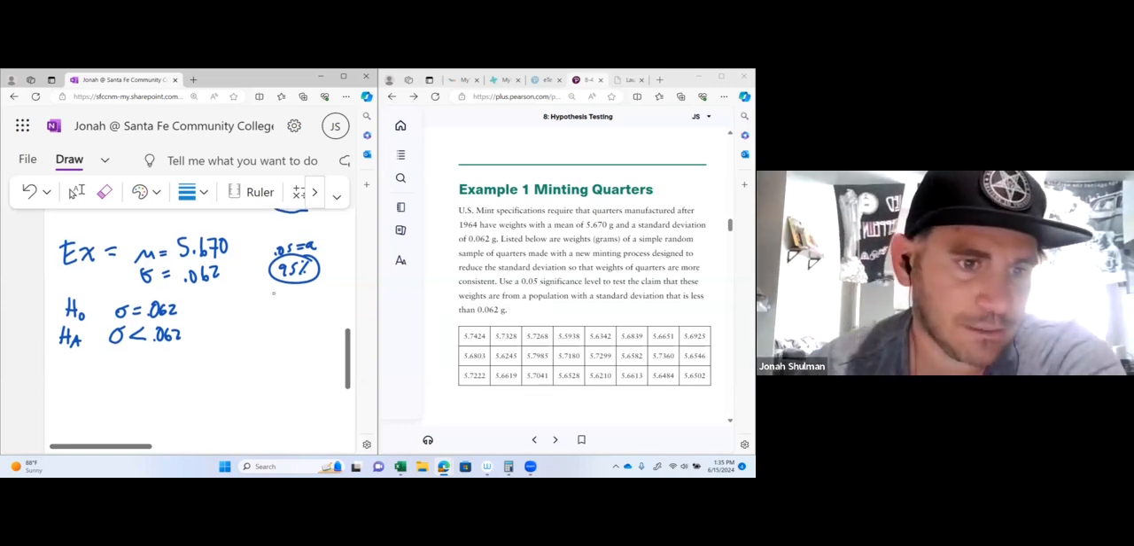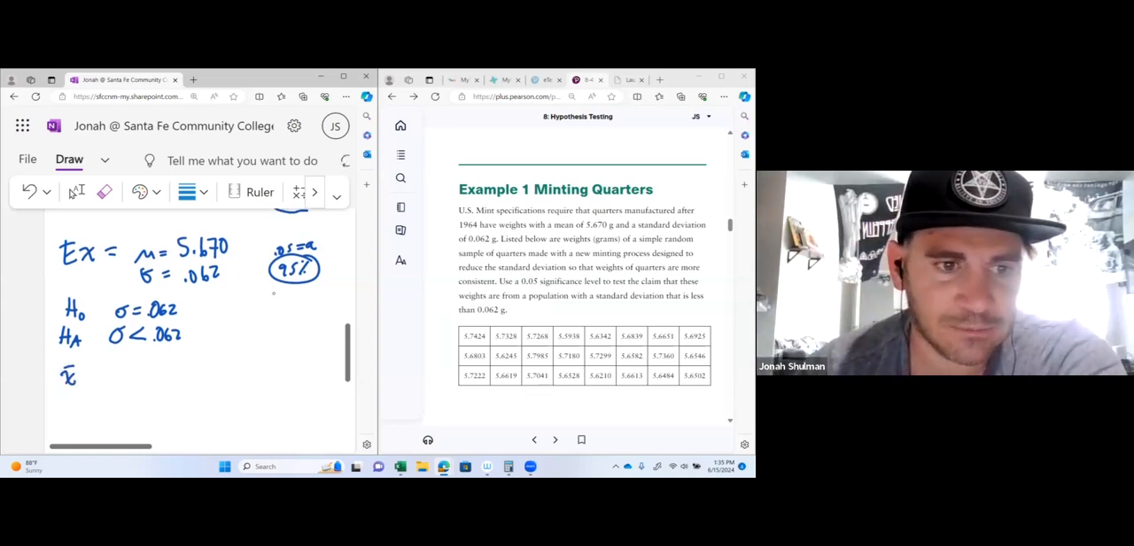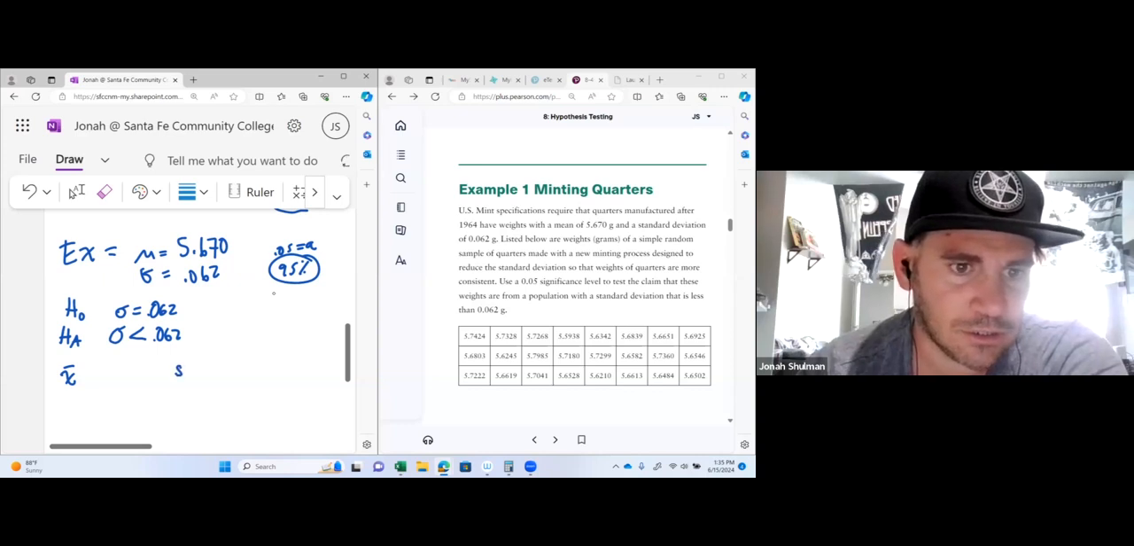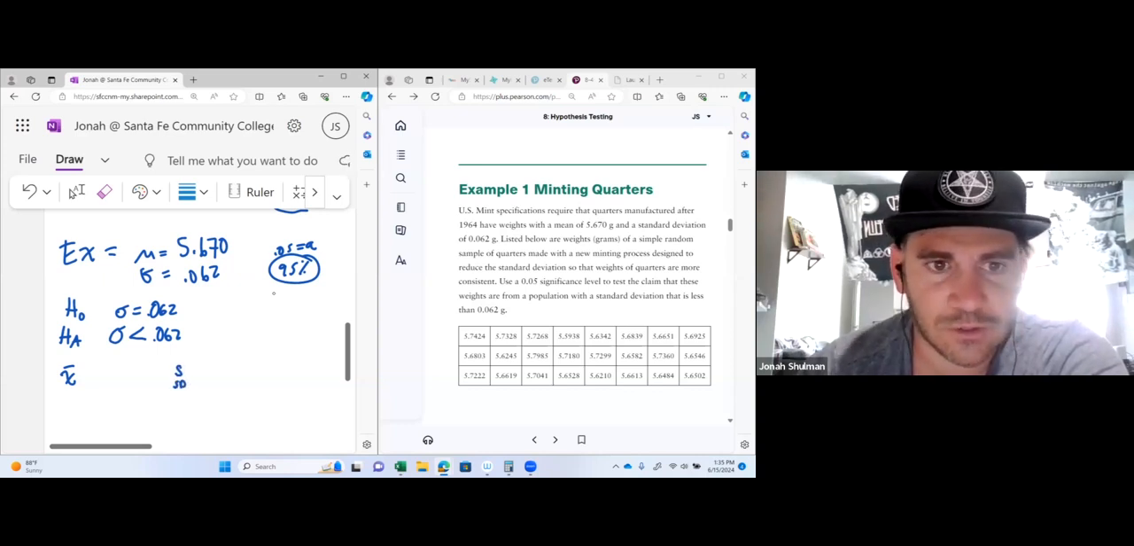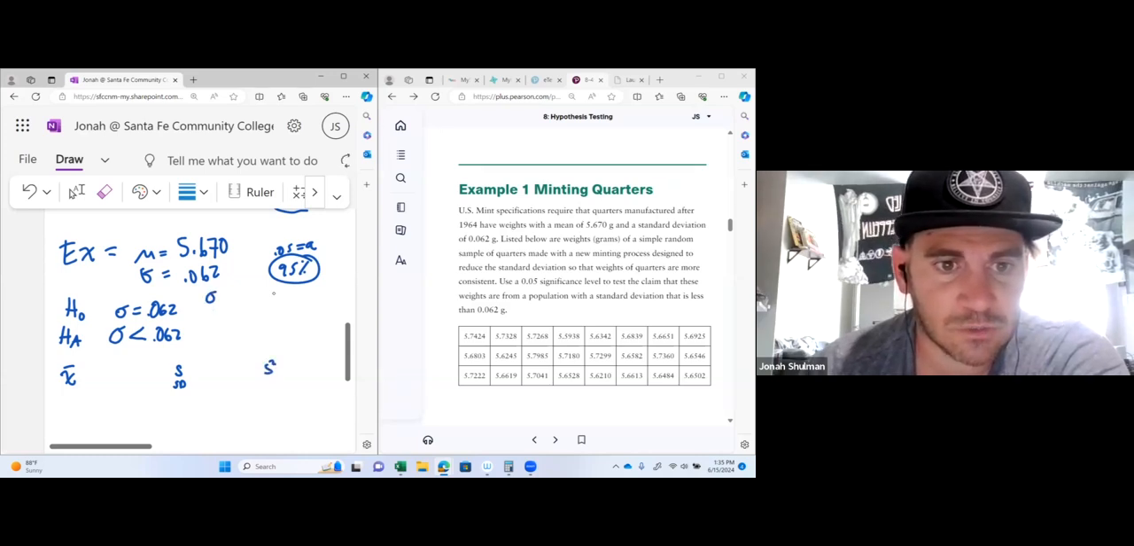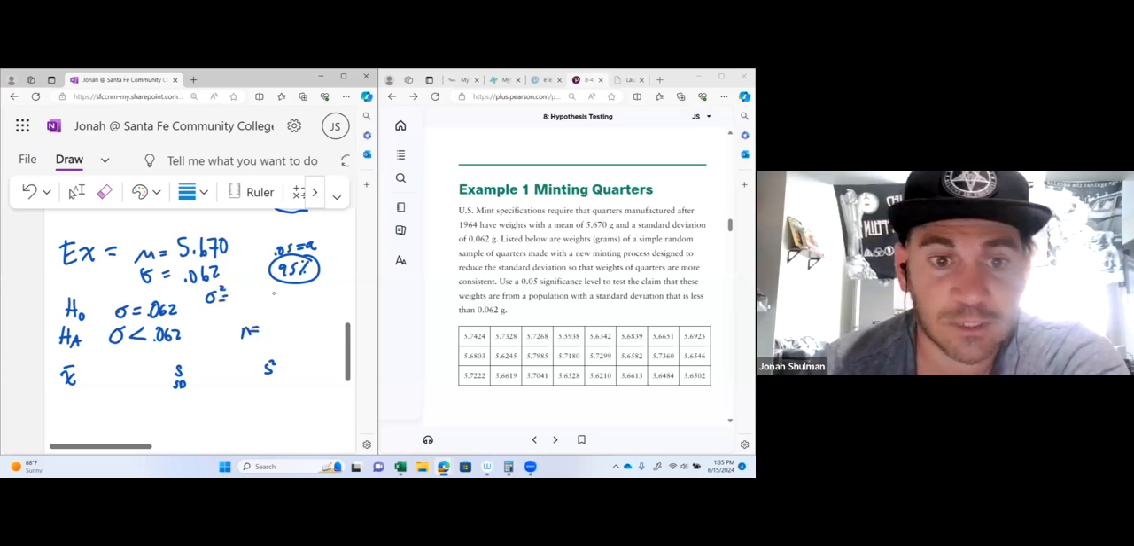So we have these values, but we need our sample. We need a sample mean. We need a sample standard deviation. I'll just put SD here. And we also need a sample variance, I'm assuming. And we can make this variance by just squaring this value. So we have that. We also need our n for how many things we have.